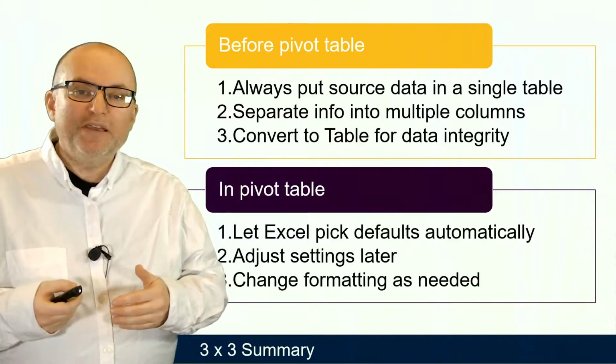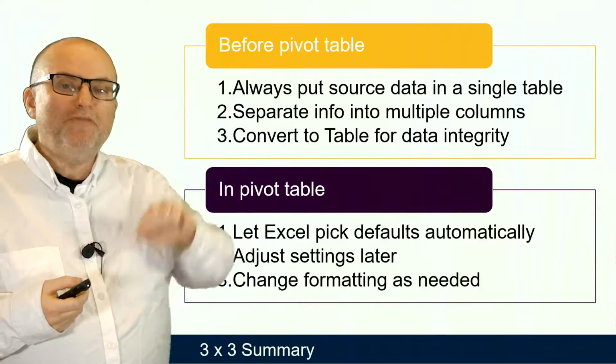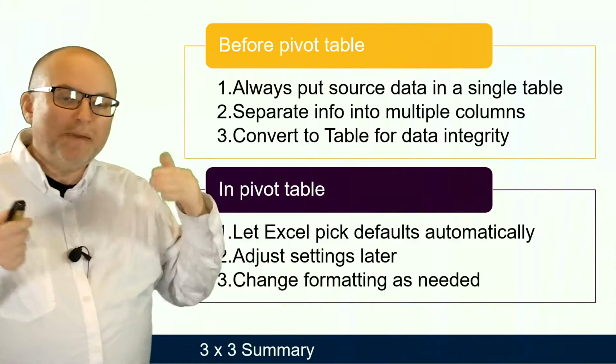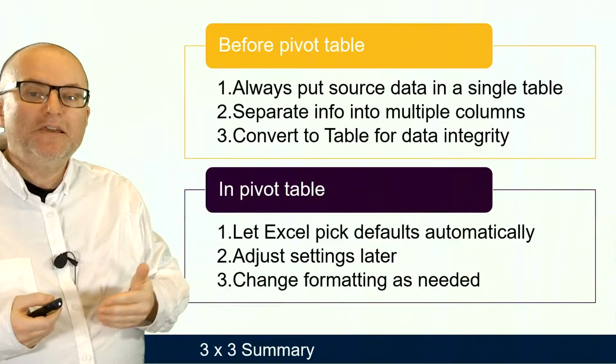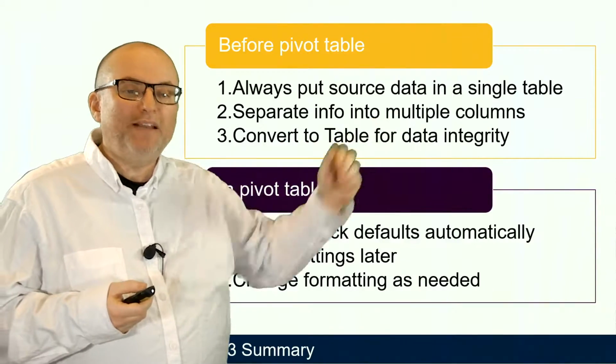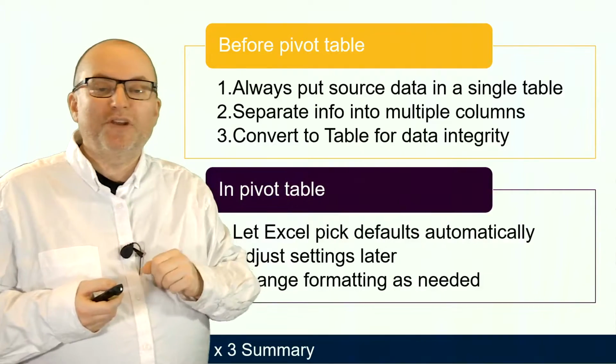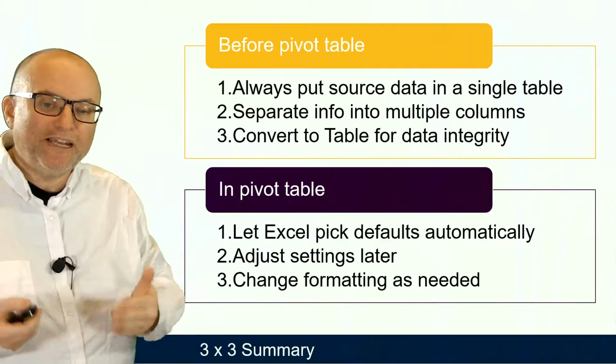So a quick summary to remember: before you start your pivot table, always put your source data in a single table. Make sure it's treated almost like a database. Make sure that the separate info that you want to analyze by is in separate columns. And also make sure that you convert it to a table to make sure that you keep your data integrity.